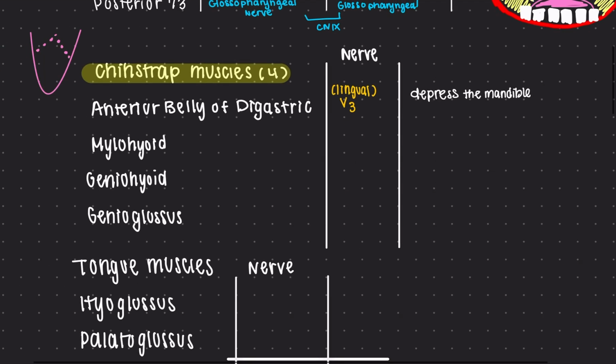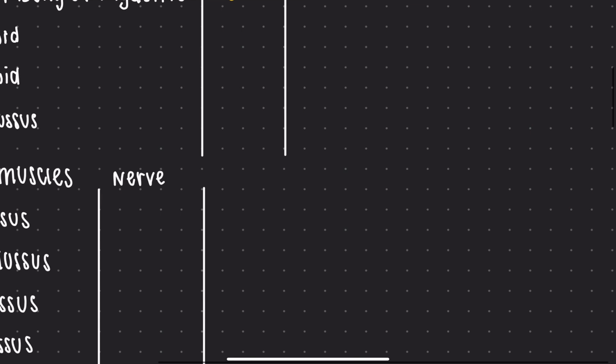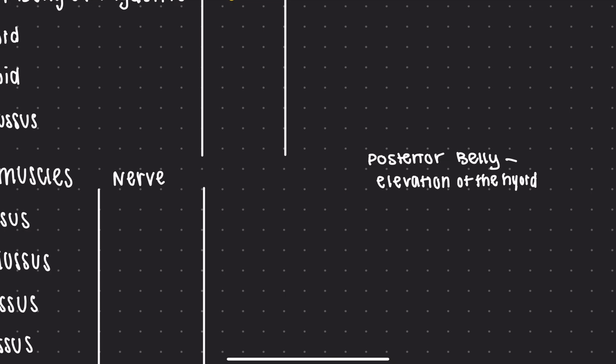Now there's a posterior belly, and that's going to be doing the second half of the heavy lifting because there's a tendon in between. So the posterior belly is doing elevation of the hyoid, and innervated by cranial nerve 7.